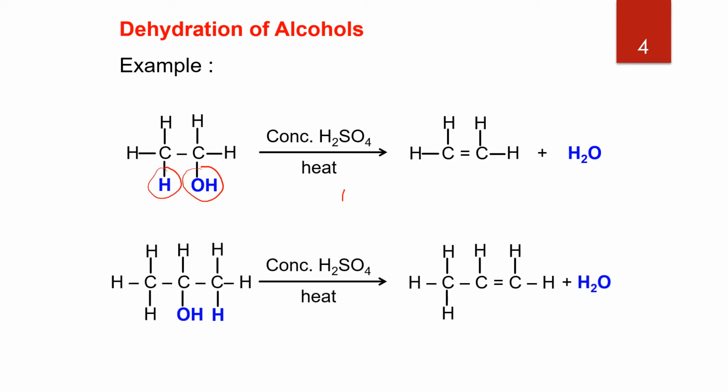The next example is the reaction between 2-propanol with hot concentrated sulfuric acid to form 1-propene. In this reaction, 2-propanol will lose a water molecule, which is the carbon with the OH group will lose the OH group, and the neighboring carbon will lose the hydrogen atom.